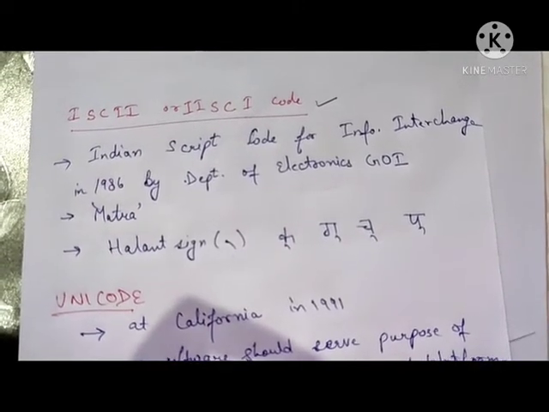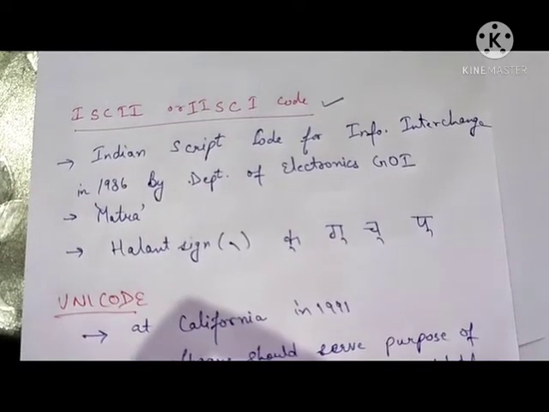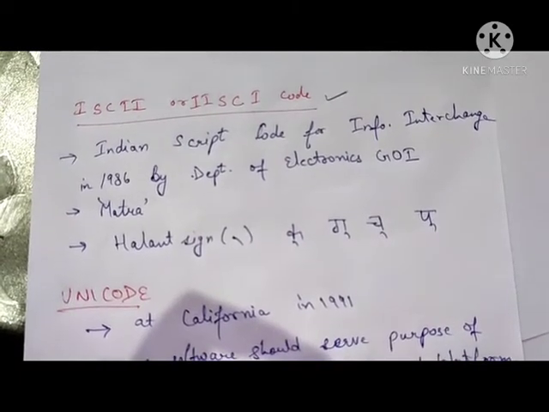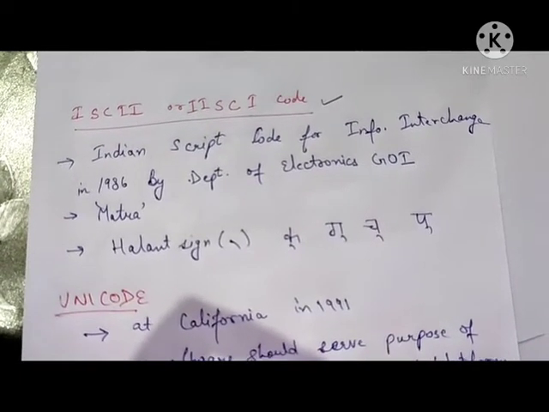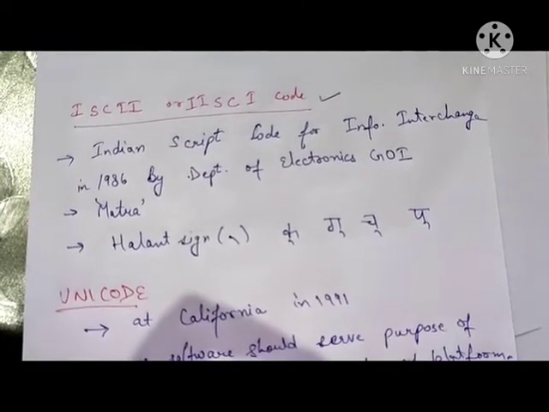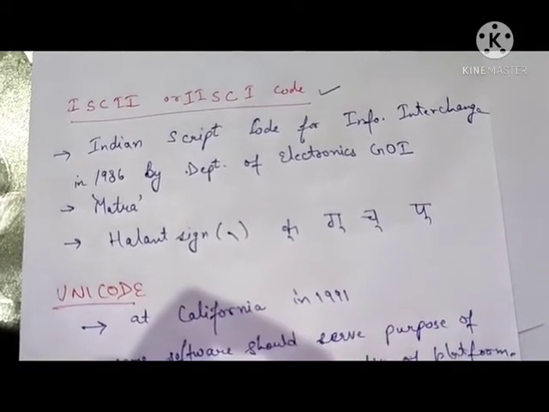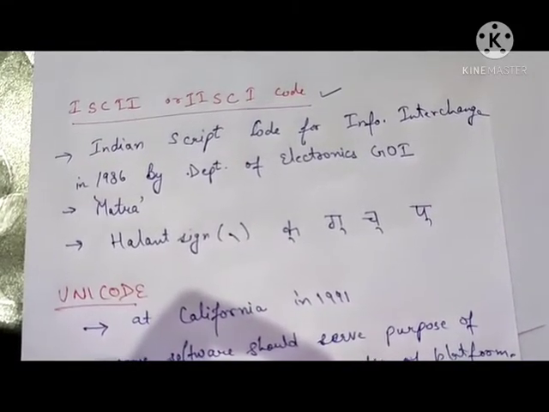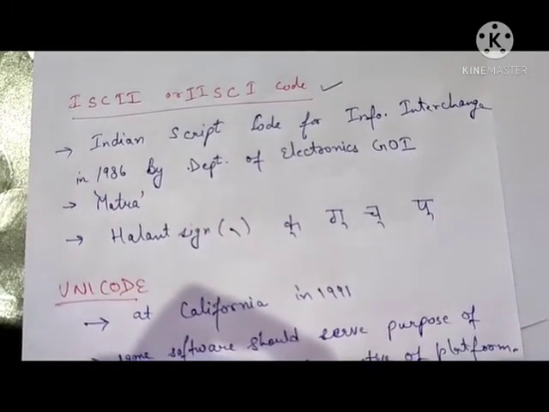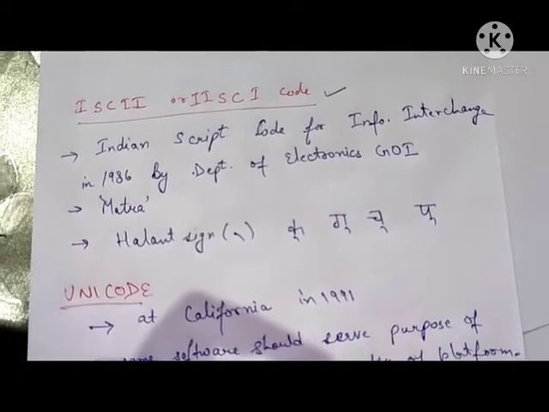Indian scripts have different shapes, different characters, and with matras also at the top, bottom, and left and right of the character. So for that, ISCII code was generated by the Indian government in 1986. This code is famous because it has Indian language letters with matra signs, as well as the sign at the bottom of each letter.